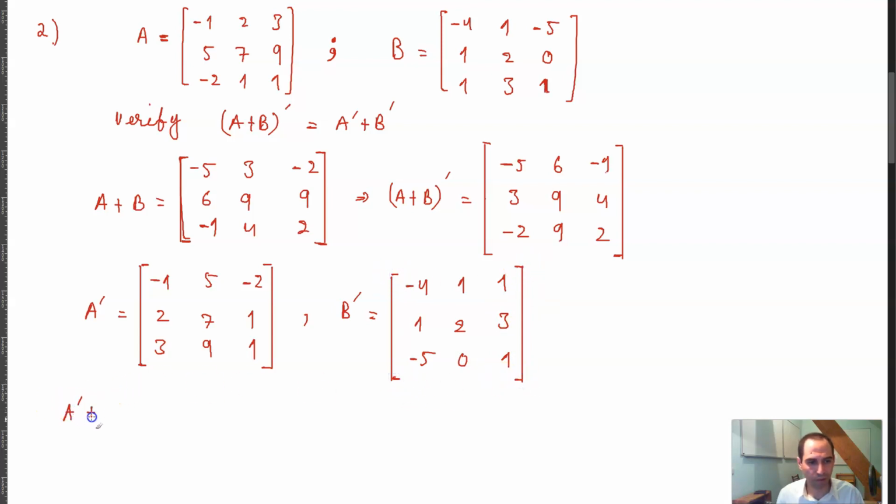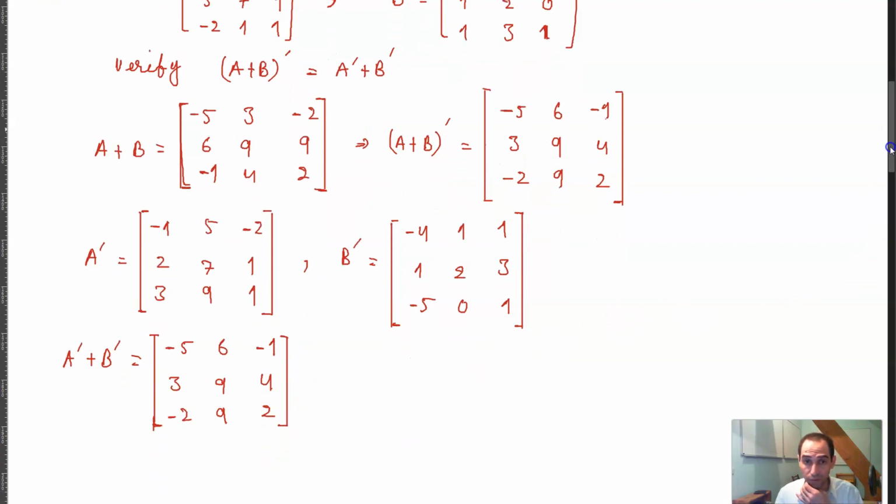Now A prime plus B prime, to basically build the right hand side of this equation, I have to add these two matrices together. Meaning that I write -1 plus -4 is -5, 5 plus 1 is equal to 6, -2 plus 1 is equal to -1, 2 plus 1 is equal to 3, 7 plus 2 is equal to 9, 1 plus 3 is equal to 4, 3 plus negative 5 is negative 2, 9 plus 0 is equal to 9, and 1 plus 1 is equal to 2. And therefore, that is A prime plus B prime.